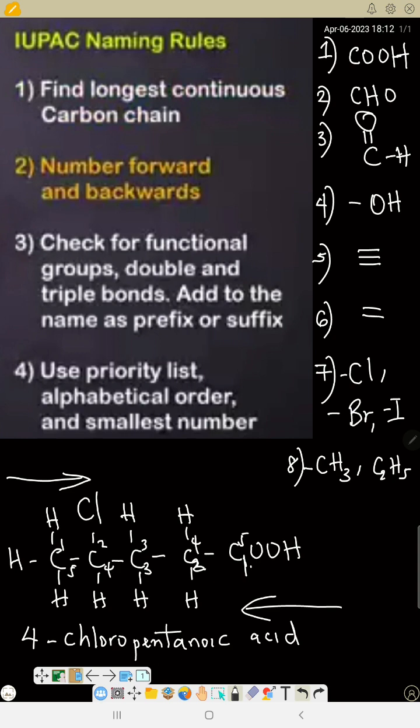So if you have multiple functional groups, then you use the priority list. That is why we start our numbering this way, but not this way. So this is 4-chloropentanoic acid, because the position of chlorine here is 4. Take note of the priority list. In the next video, we'll be solving different questions and I'll be using the priority list.